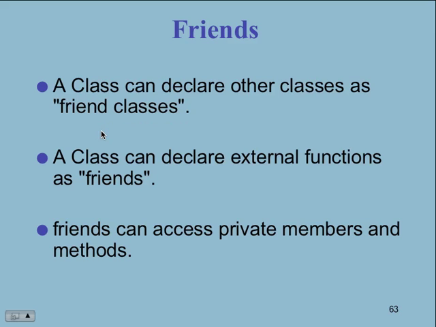So here's something new, friends. A class can declare other classes as friend classes. Does not exist in Java. The class can declare external functions as friends. Friends can access the private members and the methods. That's what a friend does.